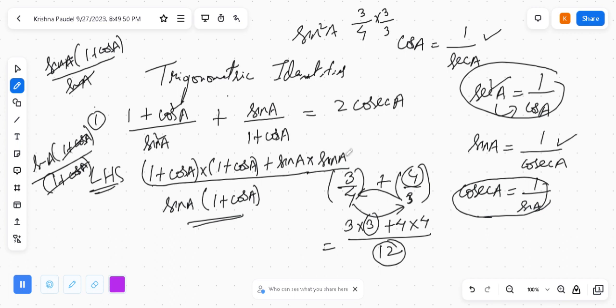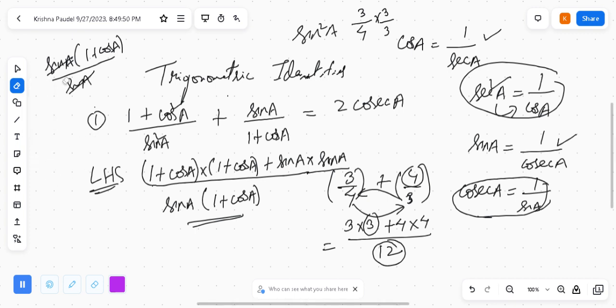So you need to copy down these things, then only you'll be able to understand. If you're just looking, then it won't help you. So I would suggest it's better you write it down.